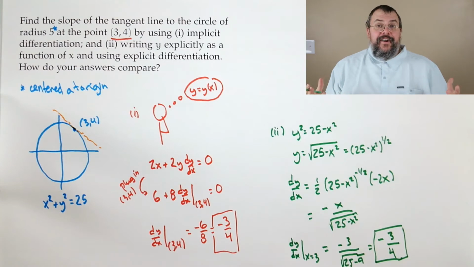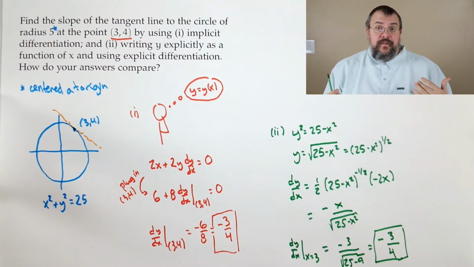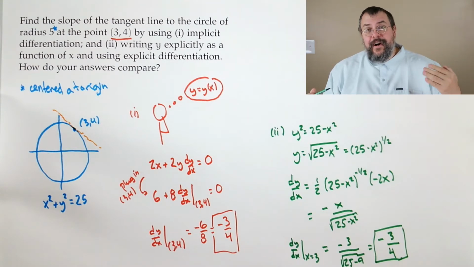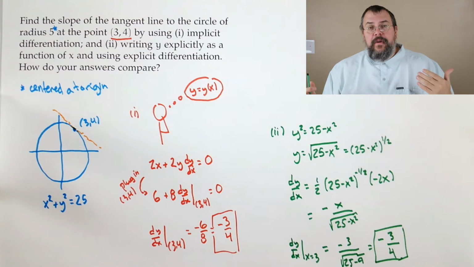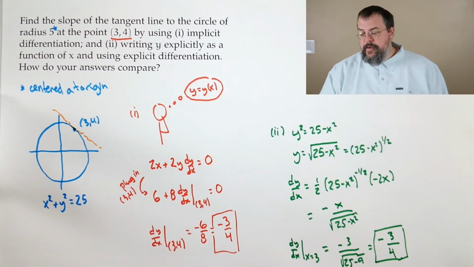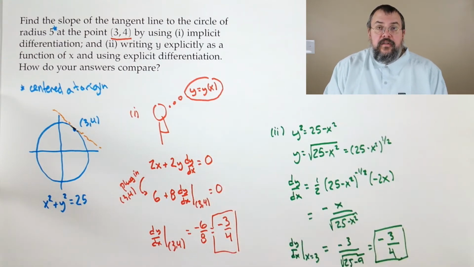Now, which one is better? Well, it's not so much that one is better than the other, because they both produce the same answer. And so in that regard, they're both good. Which one is better might be which one is easier to carry out the computation. And in that respect, I do think that implicit differentiation is a better method. And it's certainly more universal.